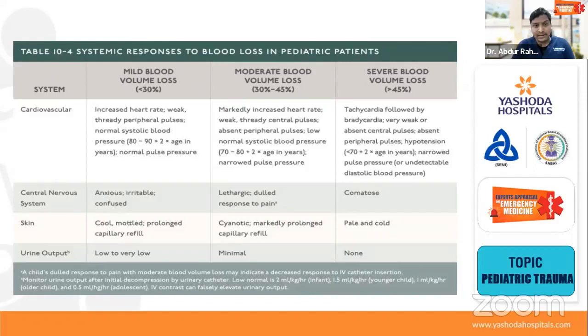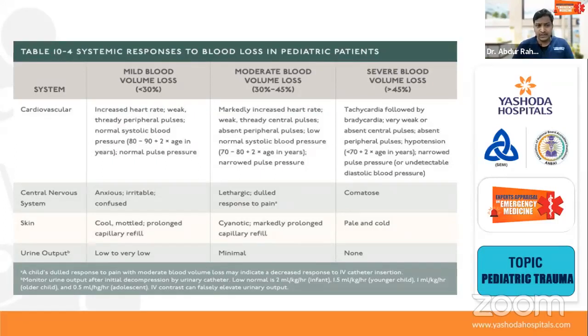Whereas markedly increased heart rate, weak thready central pulses, absent peripheral pulses, low normal systolic blood pressure and narrow pulse pressure will be seen in case of moderate blood loss. And tachycardia followed by bradycardia, with very weak or absent central pulses, absent peripheral pulses, hypotension and narrow pulse pressure will be seen in case of severe blood loss. In mild blood loss, the child will be anxious, irritable and confused. In moderate blood loss, the child will be lethargic, dull, with a dull response to pain. And in severe blood loss, the child will be comatose.